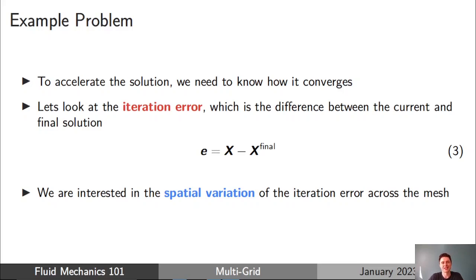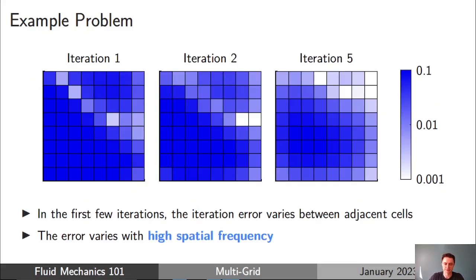And what we're interested in here for improving the convergence of the algorithm is how that iteration error varies spatially across the mesh, and how that error changes as the solution converges. So why don't we just have a look? Why don't we plot what the iteration error does? For this example problem, I know what the final solution is, so just for illustration here, I've calculated the difference between the current solution of the Gauss-Seidel algorithm and the final solution, which I happen to know, and then plotted that iteration error as the solution converges.